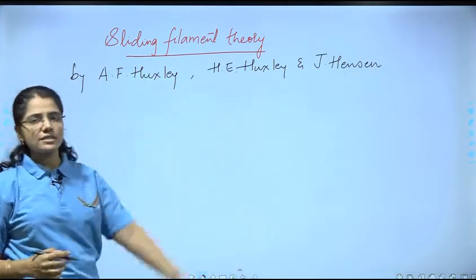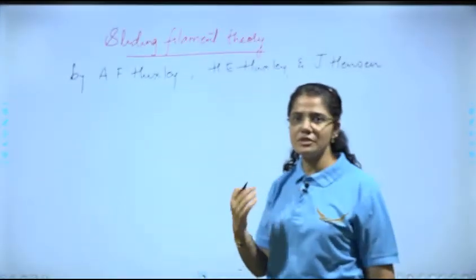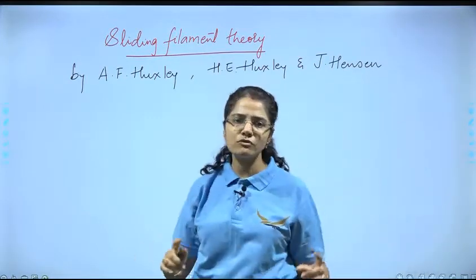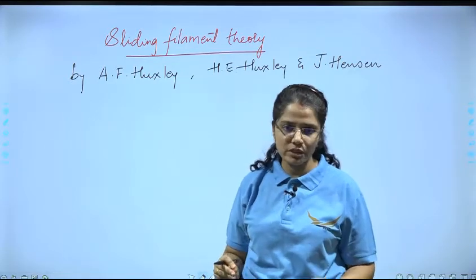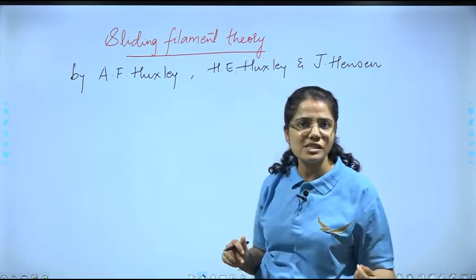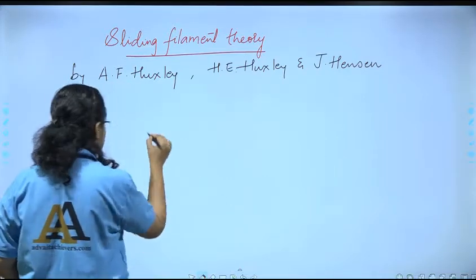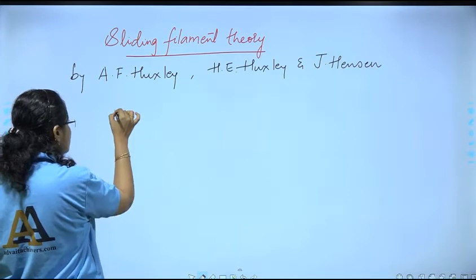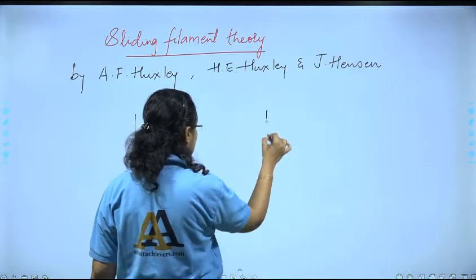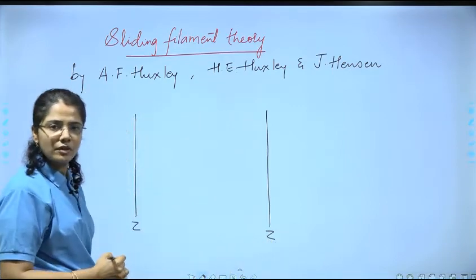So, to understand the sliding filament theory, let us recall the structure of the skeletal muscle which we have discussed in our previous videos. We will be drawing one sarcomere. We have already discussed that the sarcomere is the structural and functional unit of muscle contraction. So for that, we will first draw the Z lines. Say these are the two Z lines. We will label them.